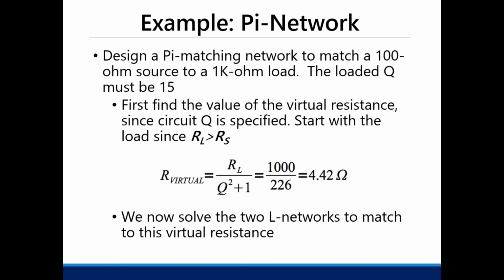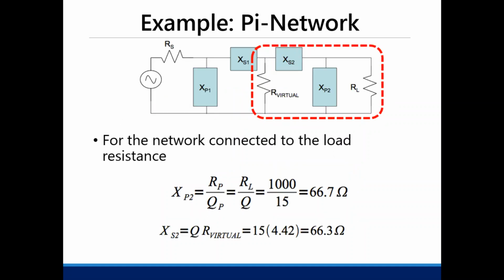All right. So design a pi matching network to match a 100 ohm source to a 1 kilo ohm load, and you want it to have a Q factor of 15. So first, you need to find the value of your virtual resistance. You start with the load since the load is larger. Then your virtual resistance is equal to 4.42 ohms. So with the 4.42 ohm virtual resistance, we now solve for the two L networks that will match both RS and RL to 4.42 ohms that is seen here at the virtual resistance side.